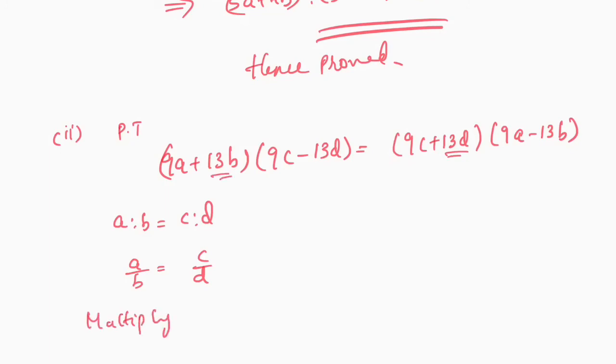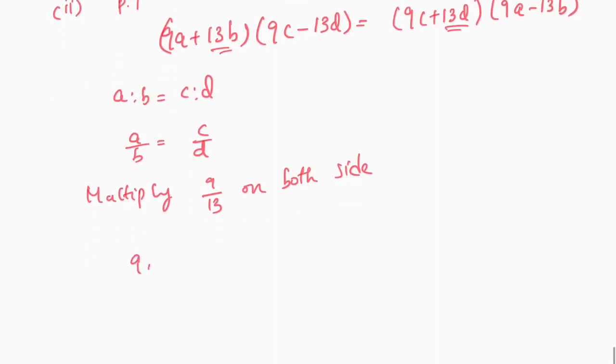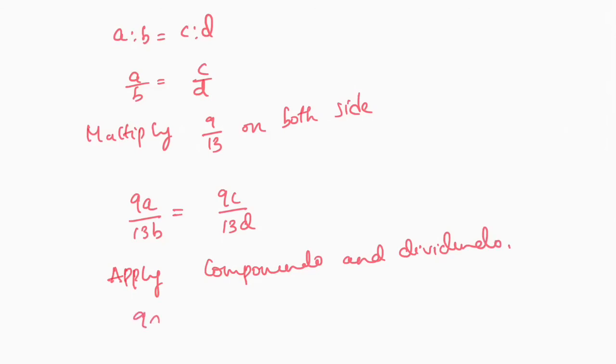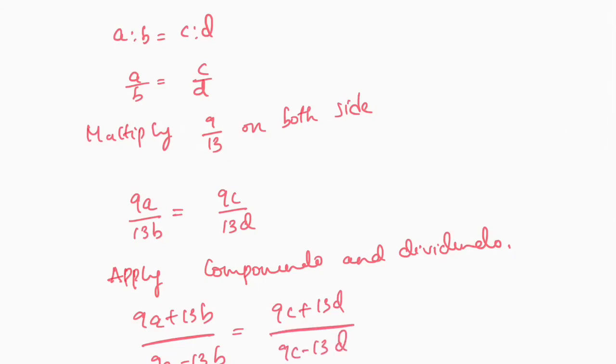Multiply 9 by 13 on both the sides. Multiply 9 by 13 on both the sides. So what do you get? 9A by 13B equals 9C by 13D. Now in a similar way, which property can I apply? Apply componendo and dividendo. I get 9A plus 13B by 9A minus 13B equals 9C plus 13D by 9C minus 13D. You got it like this.